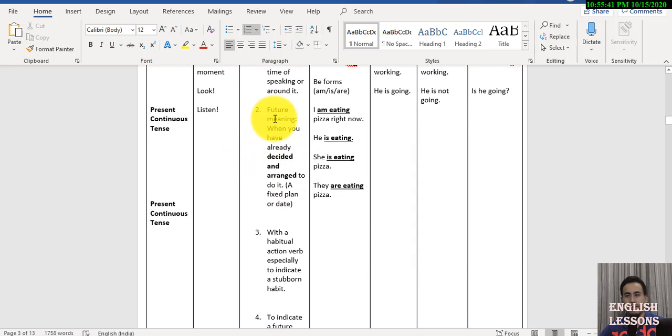Second point, future meaning. When you have already decided and arranged to do it, a fixed plan or date. For example, if it is specific, you are going somewhere tomorrow, and if it is sure, it's going to happen, you say, I am going to Delhi tomorrow. My plane is departing at 10 a.m.